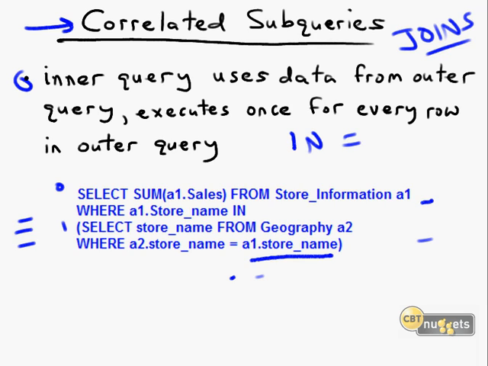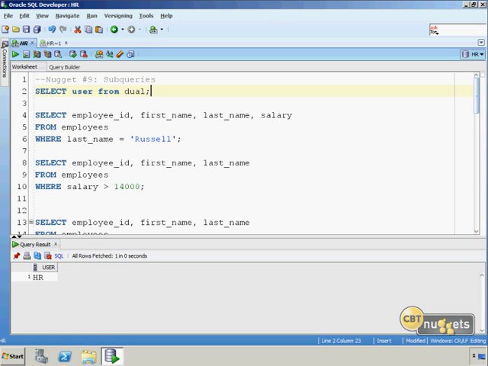Now let's jump out into our demo. In this demonstration, we'll work with subqueries. As you see, we're logged into Oracle SQL Developer as the HR user, and as usual, all of our examples come from tables contained within the HR schema. Now, the first question that we're going to answer with subqueries is, show me all of the employees from the employees table whose salary is greater than that of an employee named Russell.